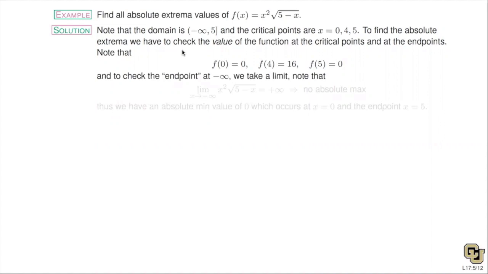I take a limit. So when you send x to infinity, since this is being squared, that's a plus infinity. And since this is a minus x, that's also a plus infinity. I have plus infinity times plus infinity. The limit is plus infinity, which means there's no absolute maximum. This is telling us that the graph, when you go to the left, the graph goes up forever. So there's no absolute maximum.